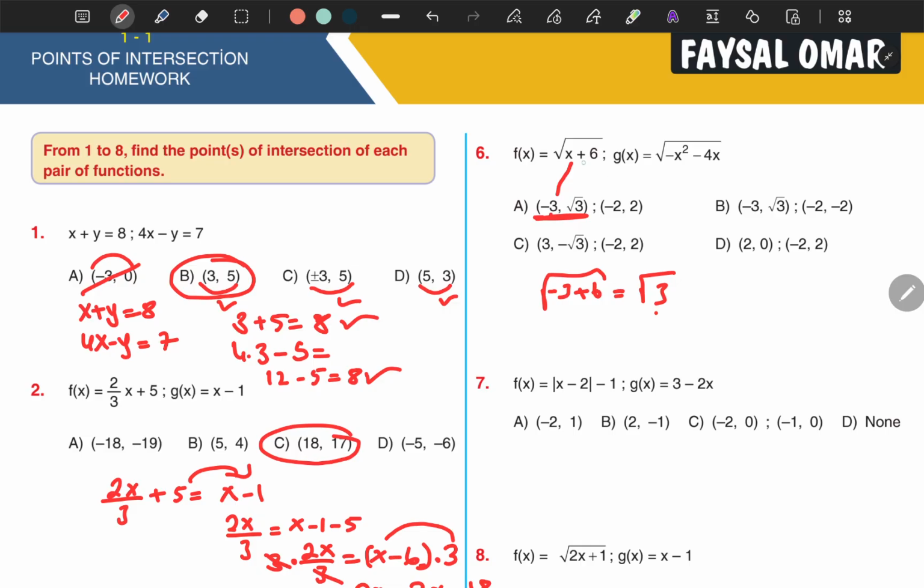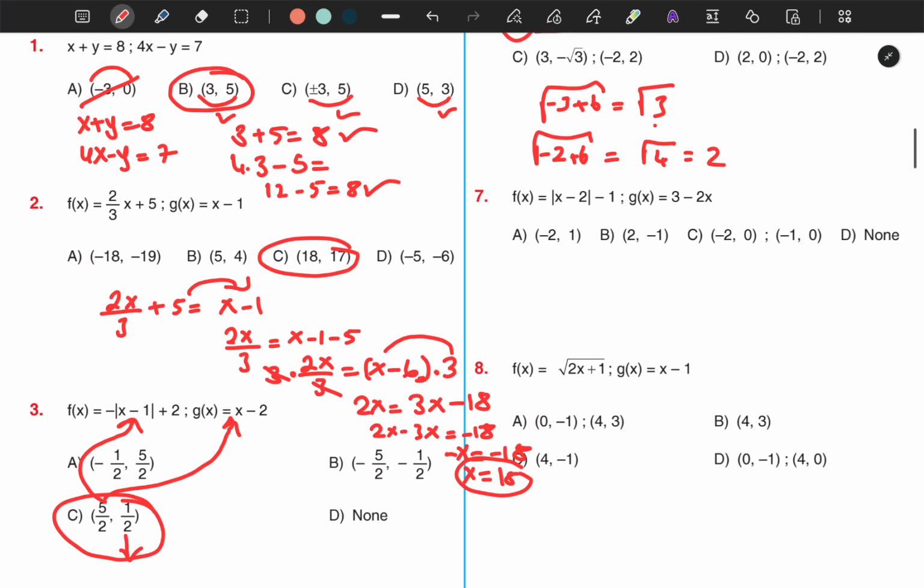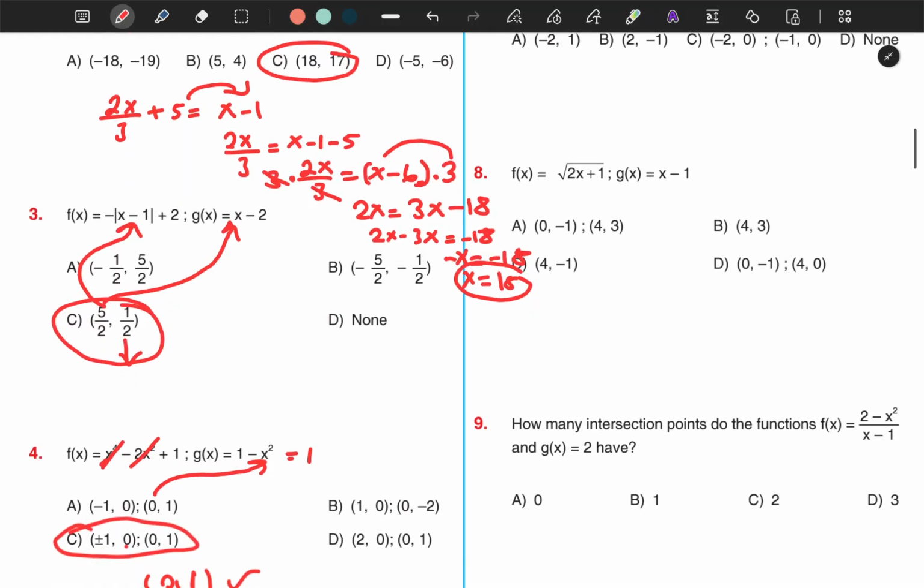If I replace x with negative 2, let me replace. Negative 2 plus 6 is equal to what? Root 4, isn't it? Which is equal to 2. I replace negative 2, what do I get? Positive 2. So it means that A is the correct option. You see, guys, we solved all the questions by replacing.